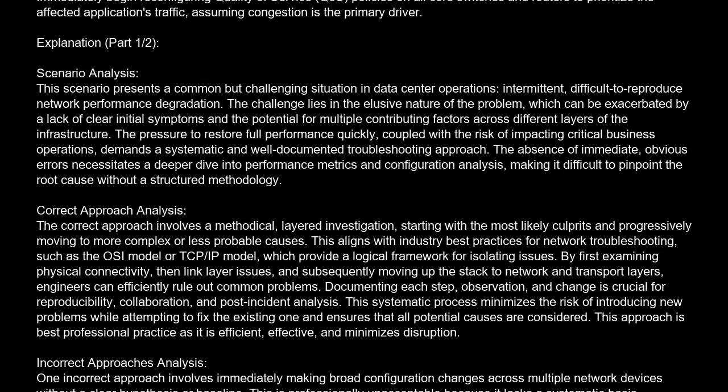The correct answer is A. Immediately begin reconfiguring quality of service, CoS policies on all core switches and routers to prioritize the affected application's traffic, assuming congestion is the primary driver.